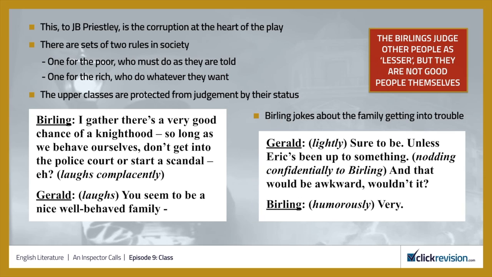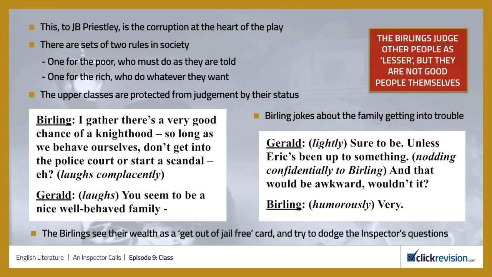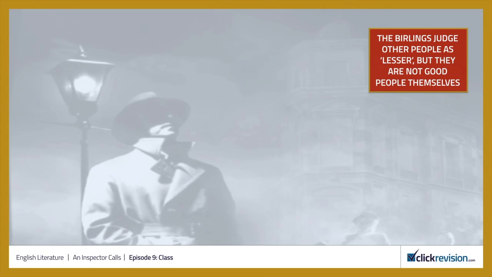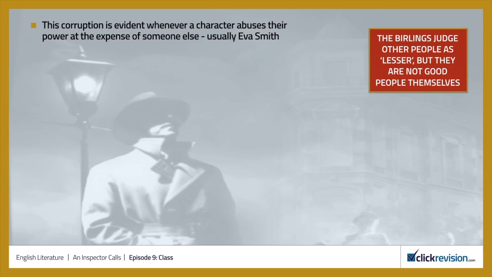And he and his wife repeatedly try to use their social standing as some sort of get-out-of-jail-free card when the inspector arrives, as if their social status should be the only question that the inspector needs to ask before leaving them alone. This sense of corruption is evident everywhere in the play, where a character misuses an opportunity their background offers them for their own gain at the expense of someone else.